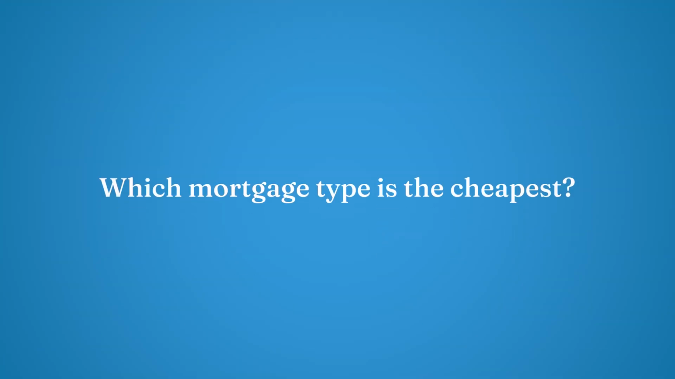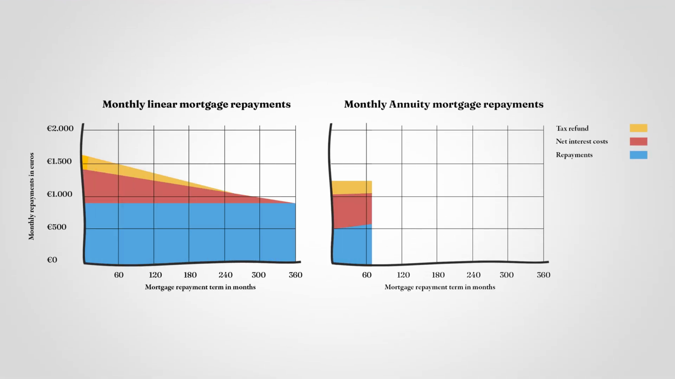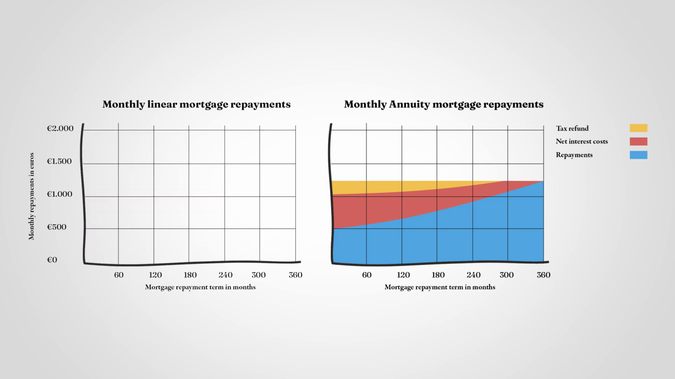So which of these two options is the cheapest? Well, to put it bluntly, if we just look at the total cost over the course of 30 years, a linear mortgage is cheaper compared to an annuity one.